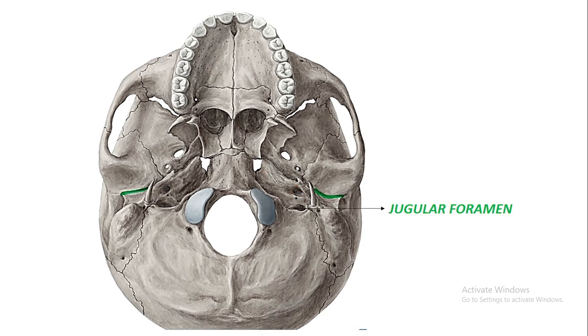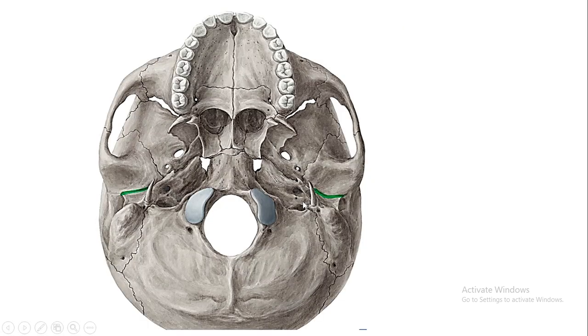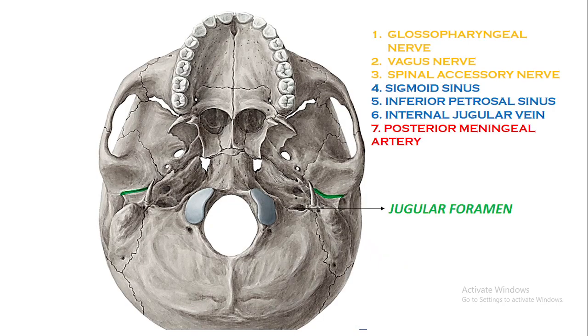Next is the jugular foramen. So the jugular foramen is located between the petrous part of temporal bone and occipital bone. So this is the jugular foramen. It contains glossopharyngeal nerve, vagus nerve, spinal accessory nerve, then sigmoid sinus, which becomes internal jugular vein, inferior petrosal sinus, and internal jugular vein. And posterior meningeal artery also.